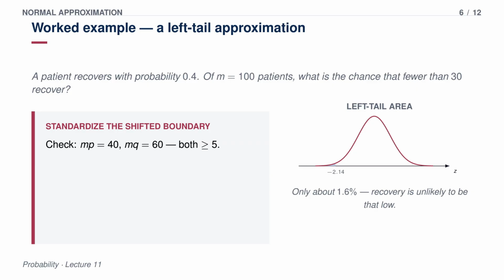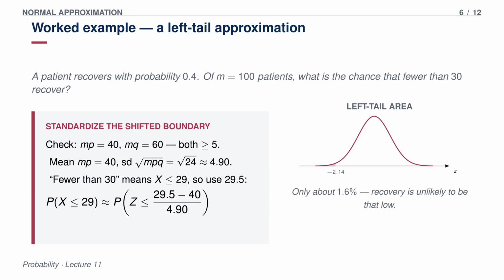A patient recovers from some procedure with probability 0.4. Out of 100 patients, what's the chance that fewer than 30 recover? First, the guardrail. np is 40, nq is 60, both comfortably at least 5. We're clear to approximate. So the center is np, which is 40, and the standard deviation is the square root of npq. That's the square root of 24, about 4.90.